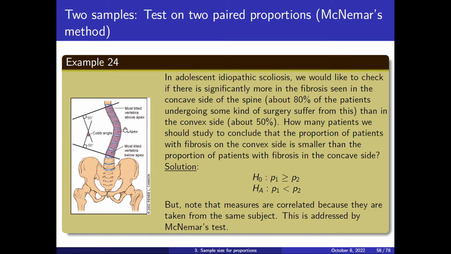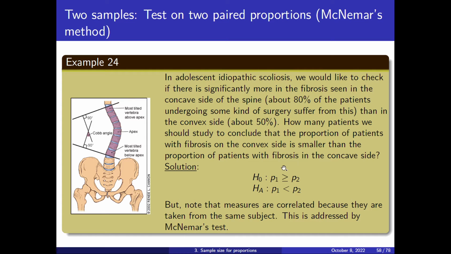About 80% of the patients need to be operated for fibrosis on one side, and on the other side only 50%. So we want to show that there is a difference between both sides. So the alternative is that one of the sides is smaller than the other. The null hypothesis is the opposite.